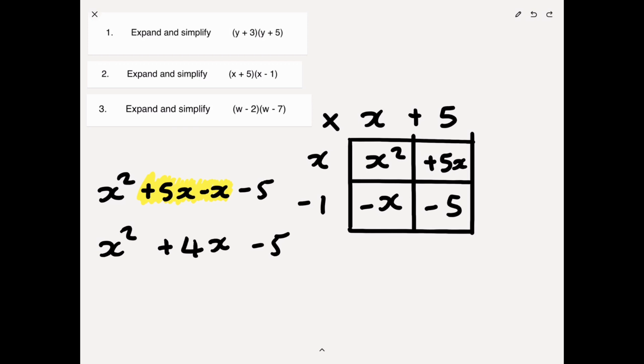Okay, don't make the mistake of doing 5x take away x equals 5, because we're not taking away the whole of the x, we're just taking away one of those 5. Okay, so don't do that. That would be an equation. Final answer for that one then is x squared plus 4x minus 5.